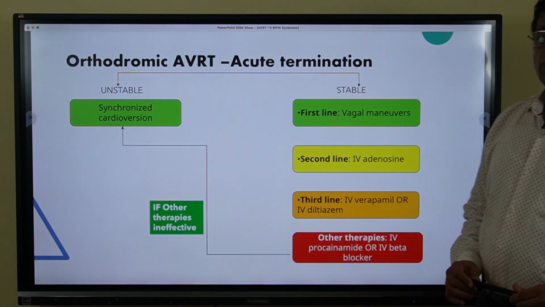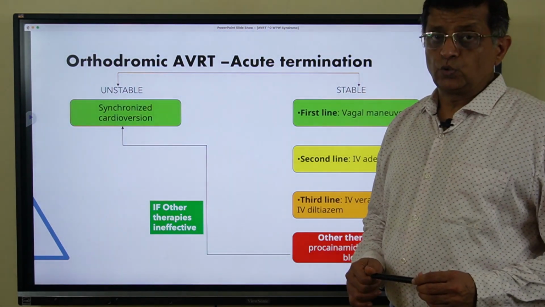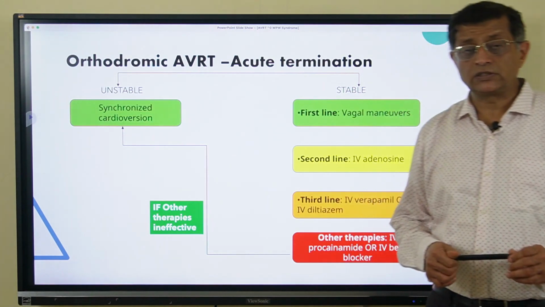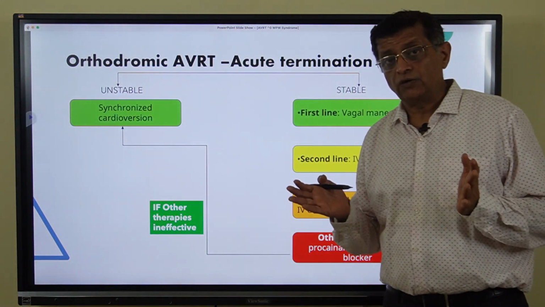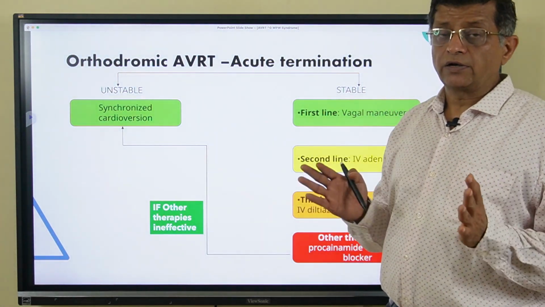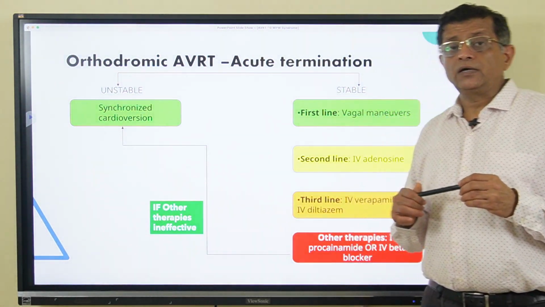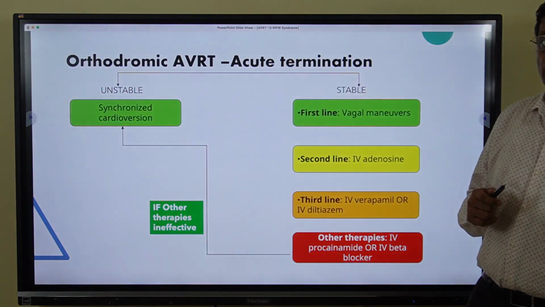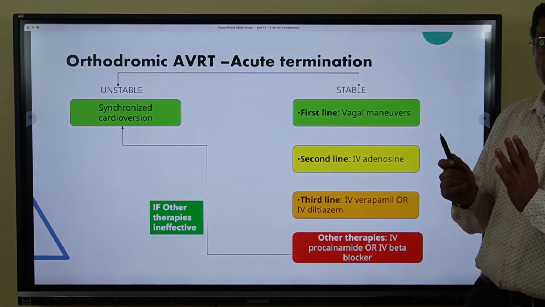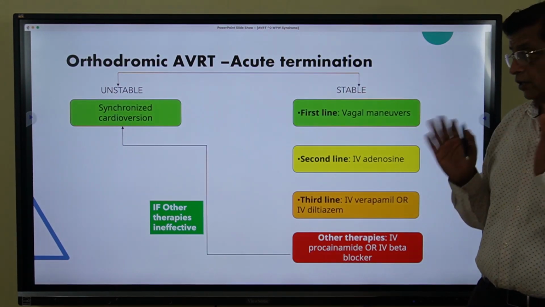Now suppose a patient with AVRT comes to you. How will you know that the patient has AVRT? Most of the time you will not know. What you will see will be a narrow complex regular tachycardia, and it will be mostly a short RP tachycardia. So short RP, narrow complex, supraventricular tachycardia, maybe AVNRT or AVRT.